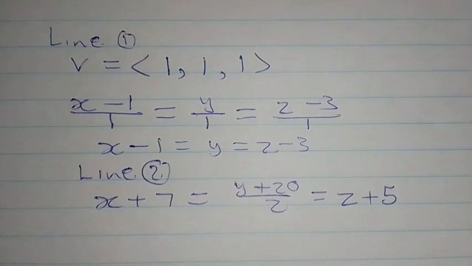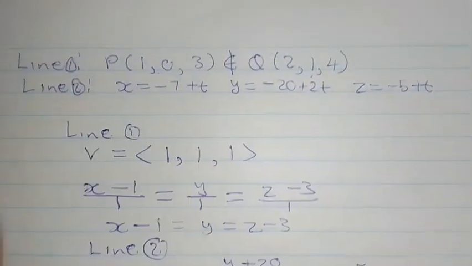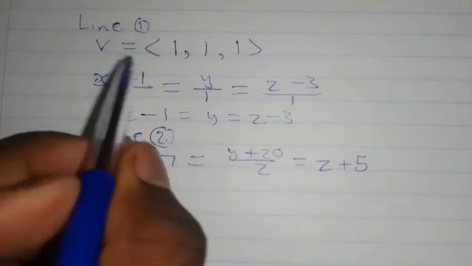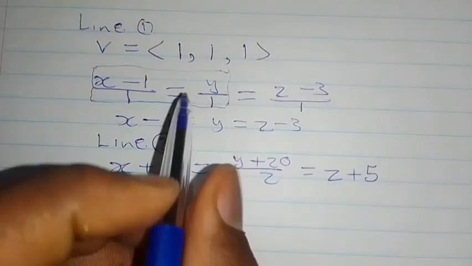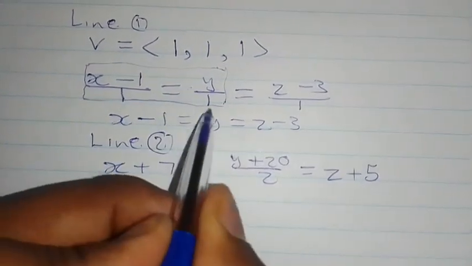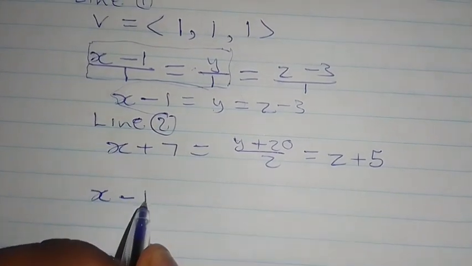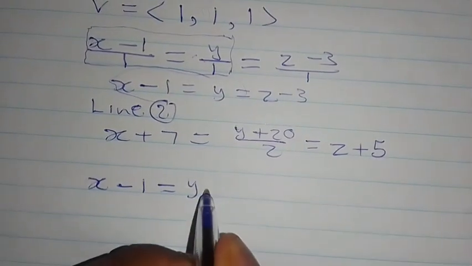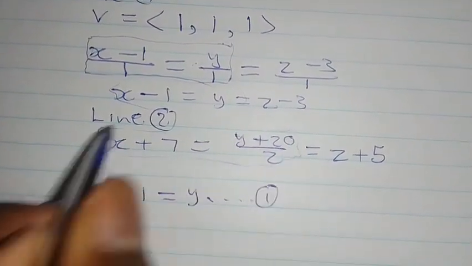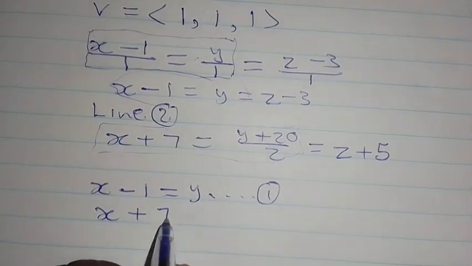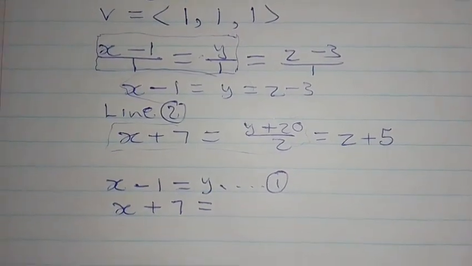So now what do you do from here? Remember, we're looking for where these two lines intersect. So when you find the intersection, you just take one equation there and equate it to equation 1, which is just x minus 1 equals y. Then that will be your equation 1. Remember, I'm only taking the equations that consist of x and y only, because from there I can solve for x and y. You see what I'm doing here?